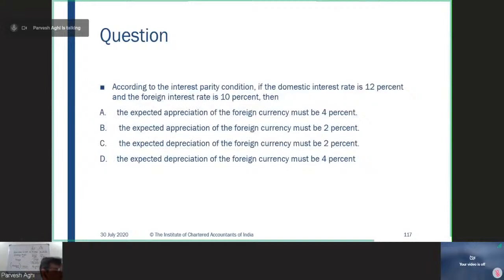I'll just wait for your answers. So which currency will appreciate? There are 4 options given to you, and you have to choose the right one and answer me. Okay, so Vijay Kumar from Nepal, wonderful. The answer is B. You have given the right answer.